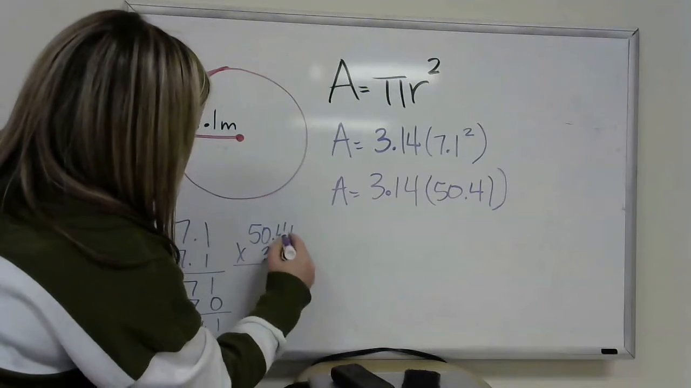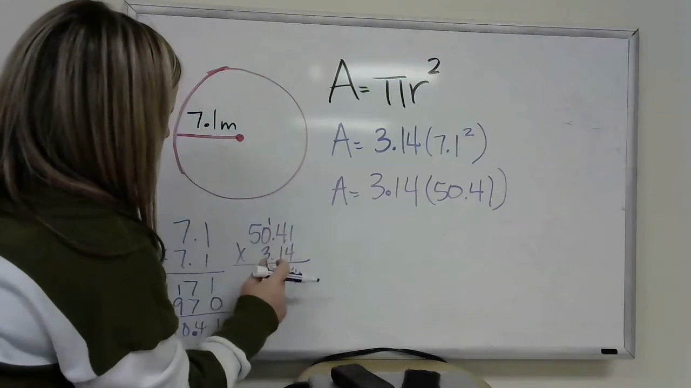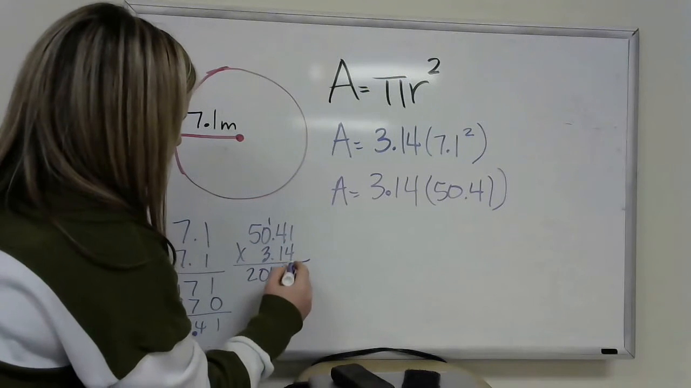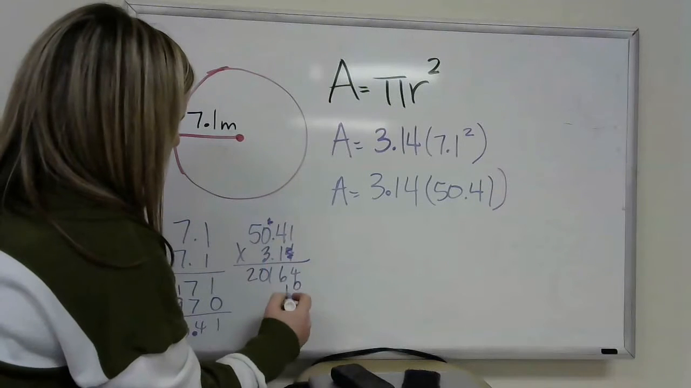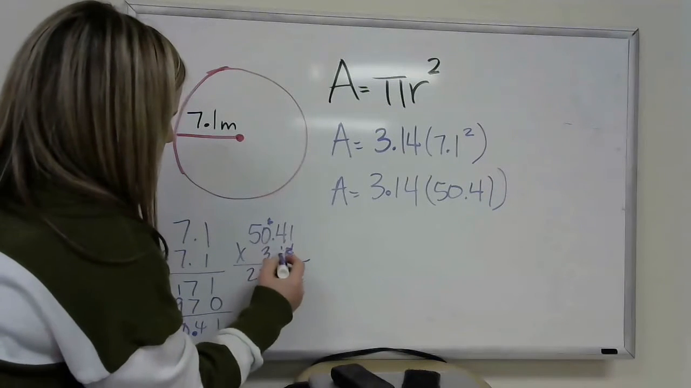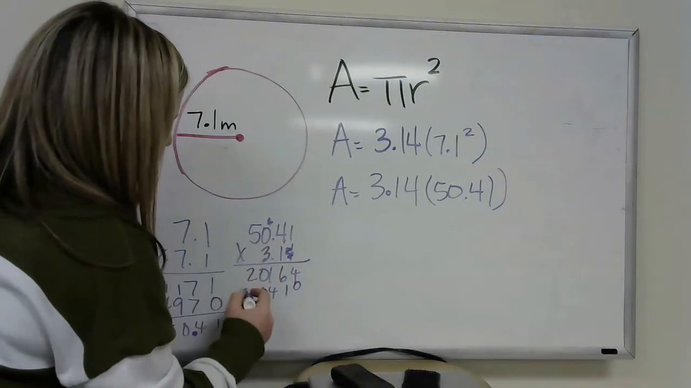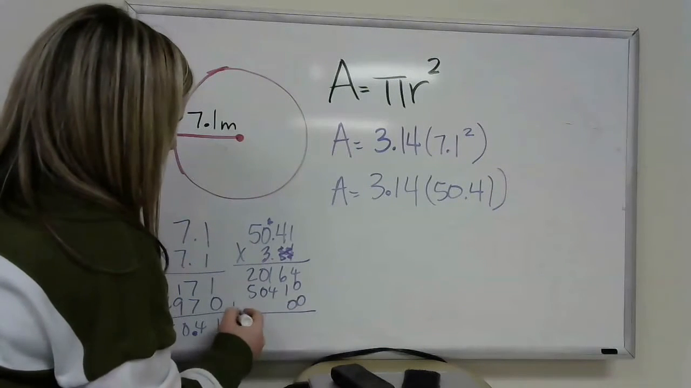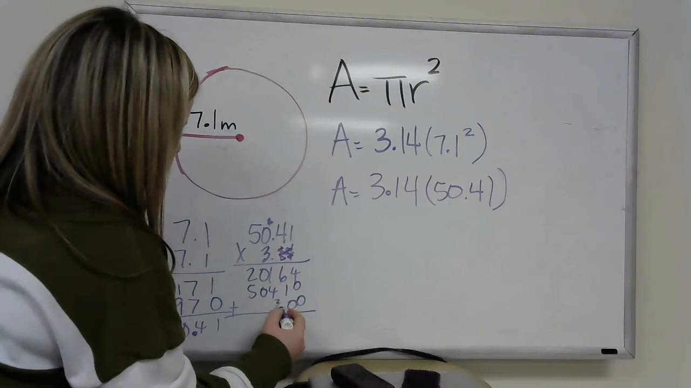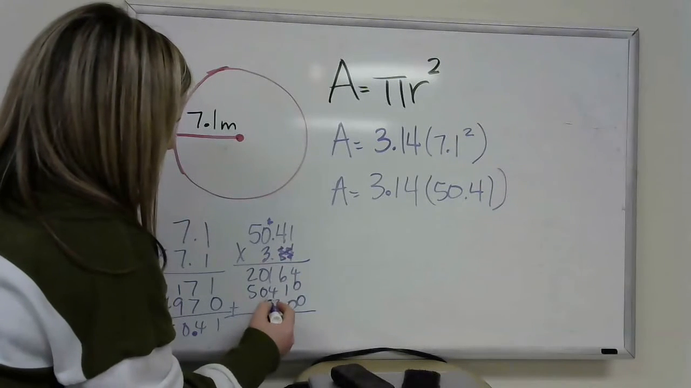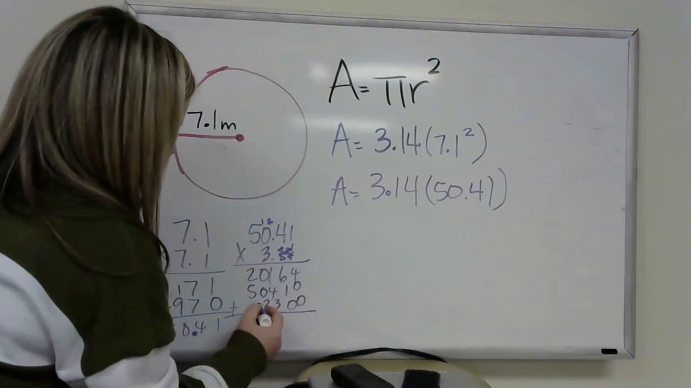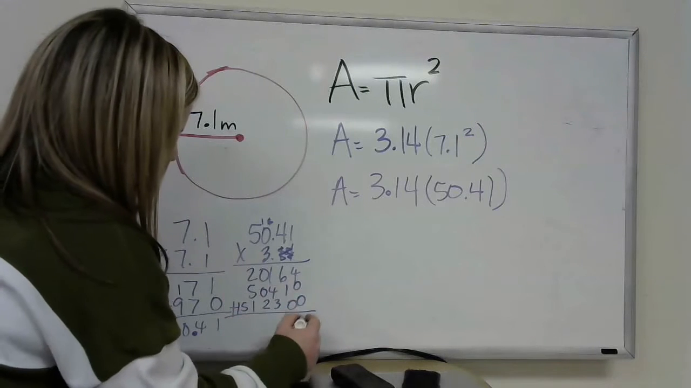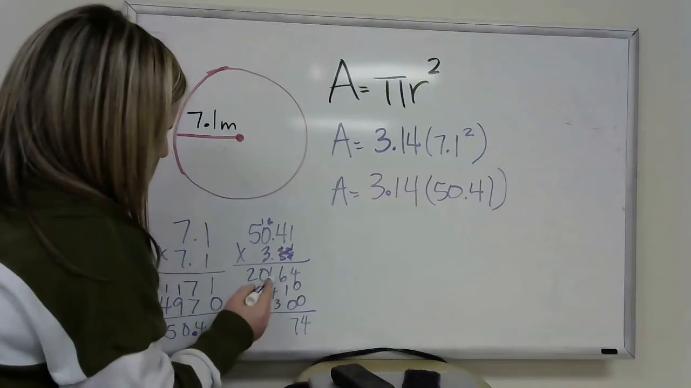1 times 4 is 4. 4 times 4 is 16. Carry my 1. 0 times 4 is 0 plus 1 is 1. 5 times 4 is 20. 0. I'm going to scratch this out. 1 times 1 is 1. 4 times 1 is 4. 0 times 1 is 0. 1 times 5 is 5. And lay 2 eggs this time. 3 times 1 is 3. 3 times 4 is 12. 0 times 3 is 0 plus 1 is 1. And then 15.